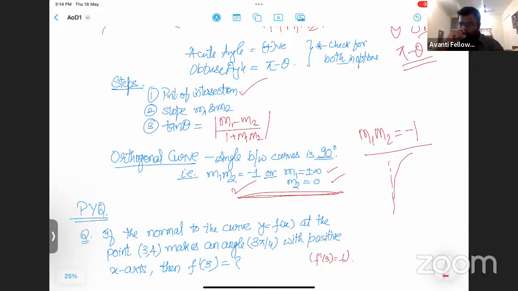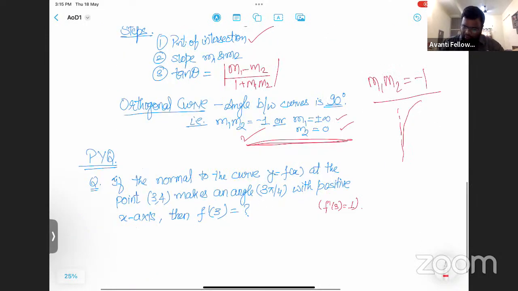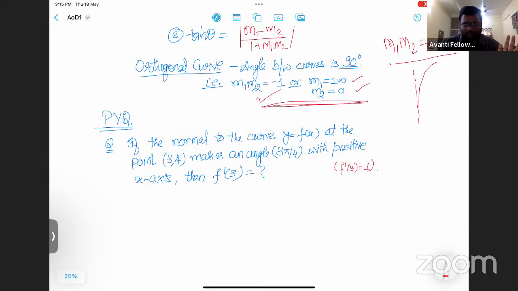Then we studied the angle between the curves, that is tan theta is equal to m1 minus m2 upon 1 plus m1 m2. And lastly, as a sub-part of angles, orthogonal curves. Two curves are said to be orthogonal when they intersect at 90 degrees. So for 90 degrees, again two conditions: m1 m2 is equal to -1, or either m1 is plus or minus infinity and m2 is equal to 0, or m2 is plus or minus infinity and m1 is equal to 0. It depends on which slope you call m1 and which you call m2. Okay, so we are clear up to this point. Great. So we'll do one question based on this particular concept, slopes and normals.